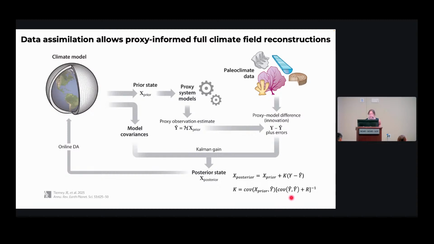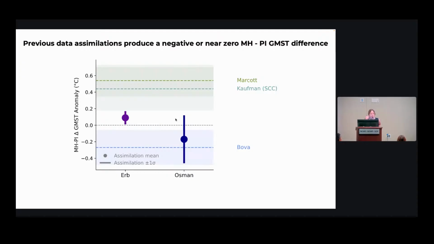And then it also considers the covariance of our proxy observation estimates together. So it's kind of saying how much are these similar across our model ensemble, how much do we trust the model, as well as considering R, which is an error we assign to our proxy system models based on our knowledge of them. So we can look at some previous data assimilation efforts in the mid-Holocene.